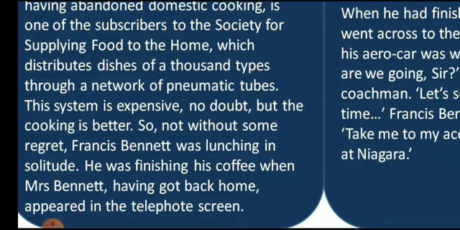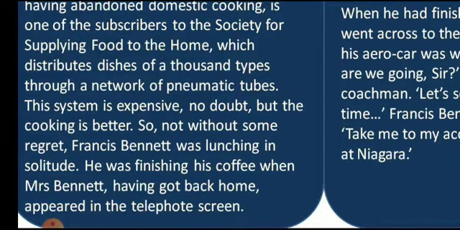So, not without some regret, Francis Bennett was lunching in solitude. He was finishing his coffee when Mrs. Bennett, having got back home, appeared in the telephoto screen.